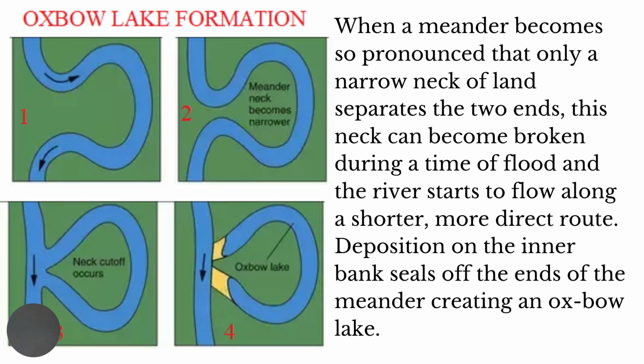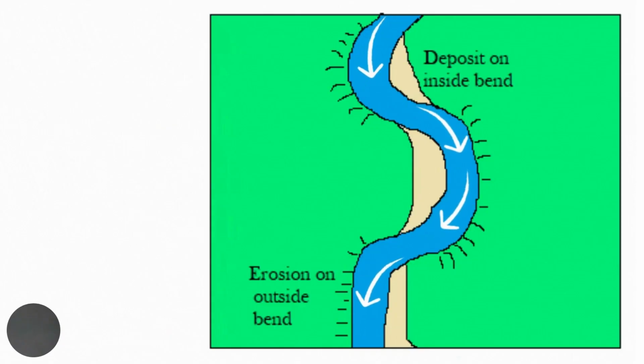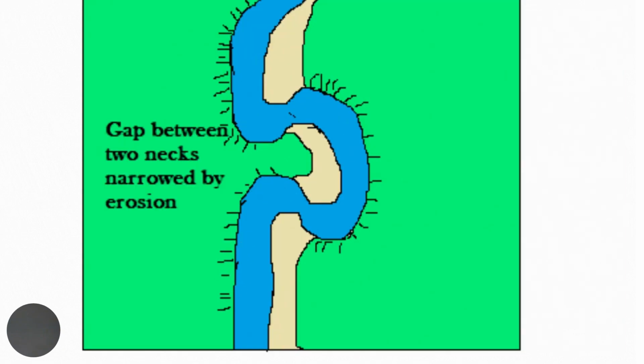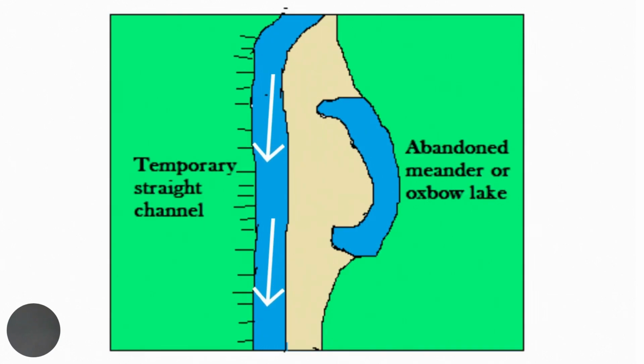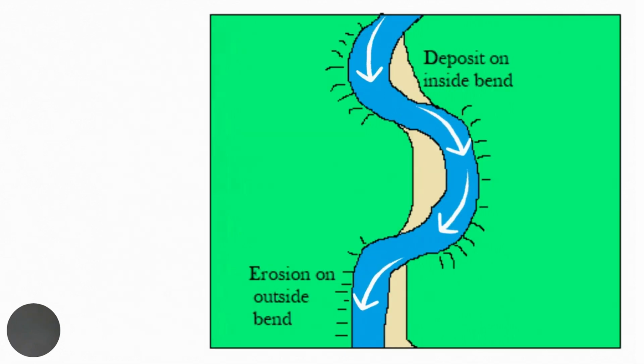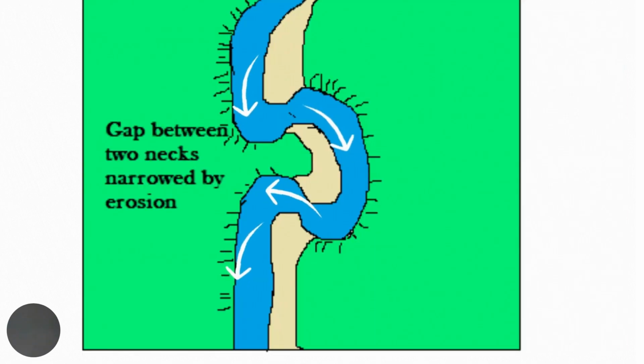Deposition on the inner bank seals off the ends of the meander, creating an oxbow lake. Let's look at this. So there we have our meander, and now we see the neck, the sides of the meander coming closer together, forming a small neck, and then that neck is breached. Then we have deposited material sealing off the meander.